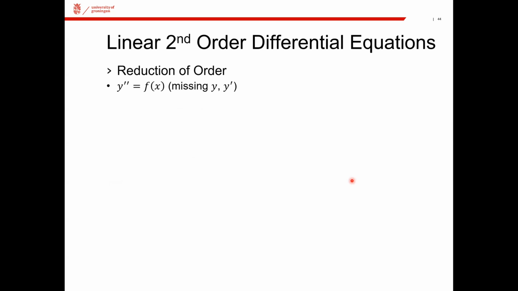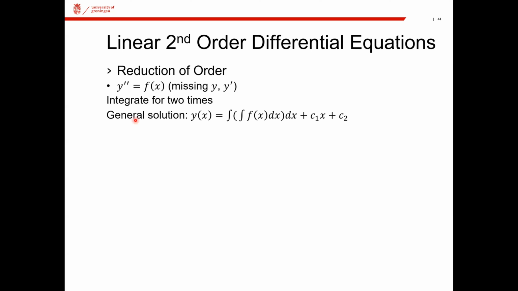Okay, the last part, the reduction of the order. If an equation misses y and y prime, we can just integrate two times. It's easy. The general solution will be the integration of the integration of fx plus c1x plus c2. So basically just integrate two times. And c1, c2 are two constants still.